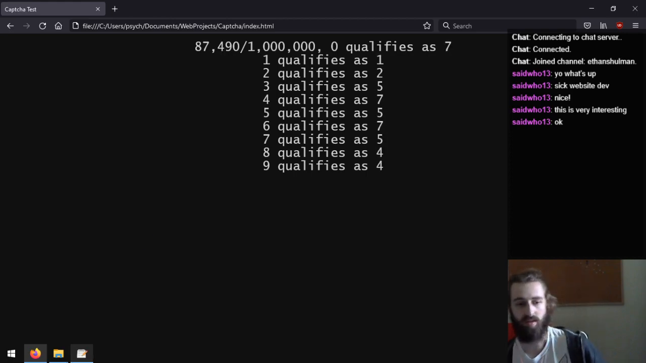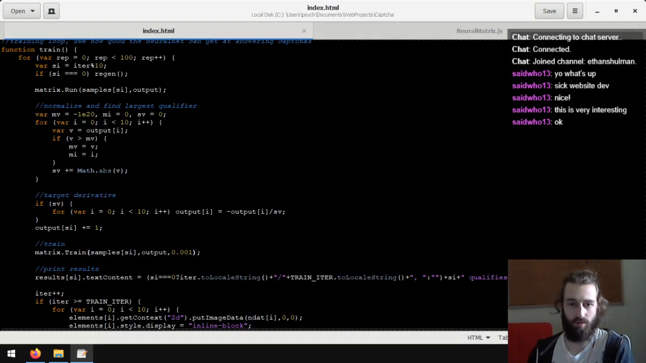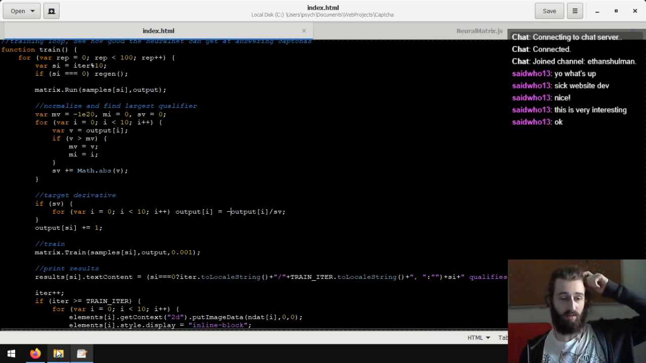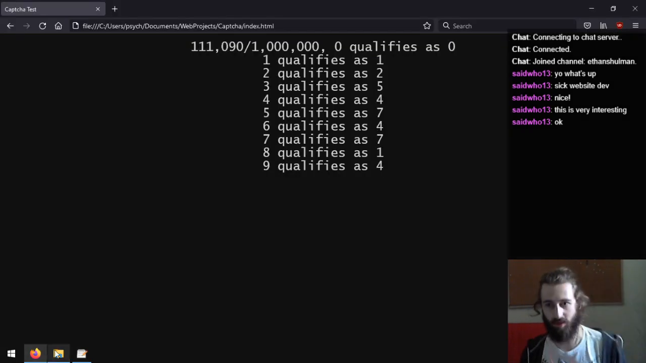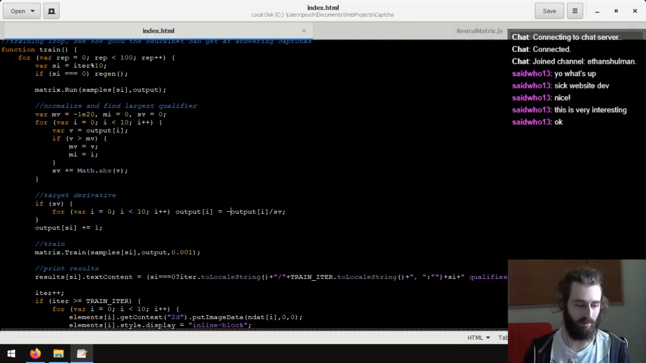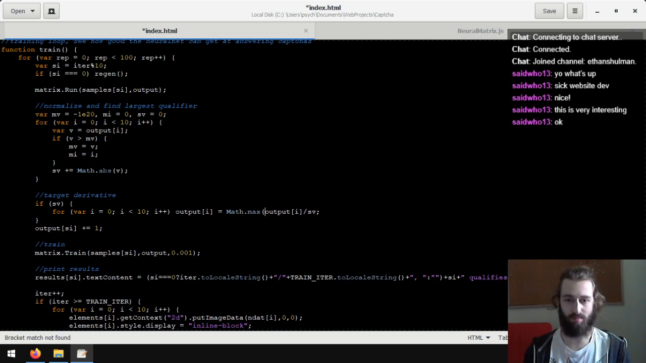Oh, wait. I just realized this is trying to push them towards 0. But if they're negative, that actually is fine. We don't need to push them anywhere. So what this should actually be is math max 0 negative.